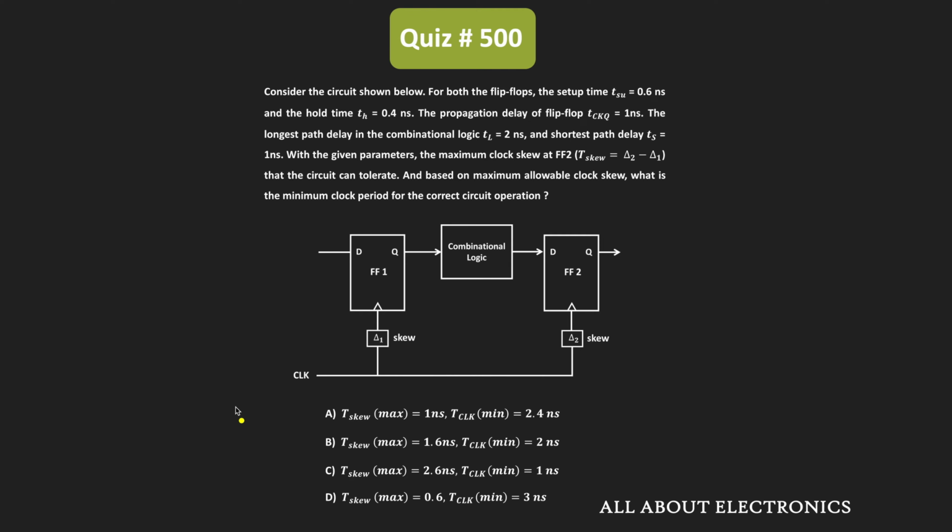So in this question, we have been given the synchronous digital circuit, and here we have been also given the timing parameters for the given circuit. Basically, we have been given the setup time and the hold time of the flip-flops, and we have also been given the propagation delay of this flip-flop as well as the combinational circuit. Here, we have been asked to find the maximum clock skew at the second flip-flop which the circuit can tolerate. And based on that maximum allowable clock skew, we have been asked to find the minimum required clock duration for the given circuit. So let us see that.